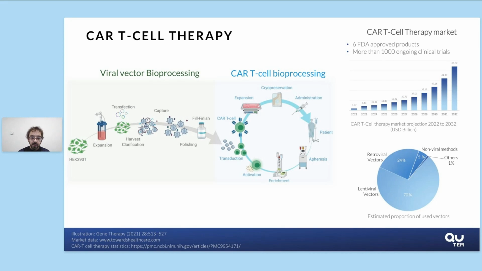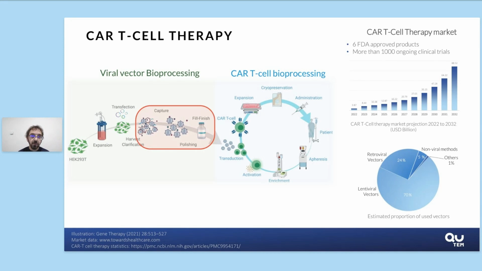When it comes to the vector that is used for T cell therapy, there are a lot of different possibilities, but of course, lentiviral is the predominant vector which is used for the delivery and transduction of the gene. And that's the focus of today.